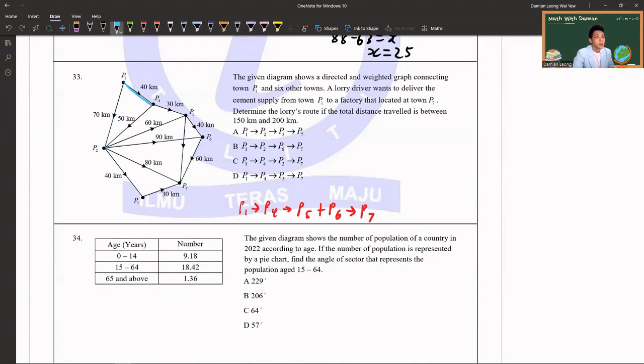So P1, P4, P2, P7. Actually, I should go through each of these options. So 40, 90 plus 80, that's 170. So yes, that would be a valid option. If P1, P4, P5, P7, I already stated that wouldn't add up to between 150 and 200 as well. So it must be P1, P4, P2, P7.